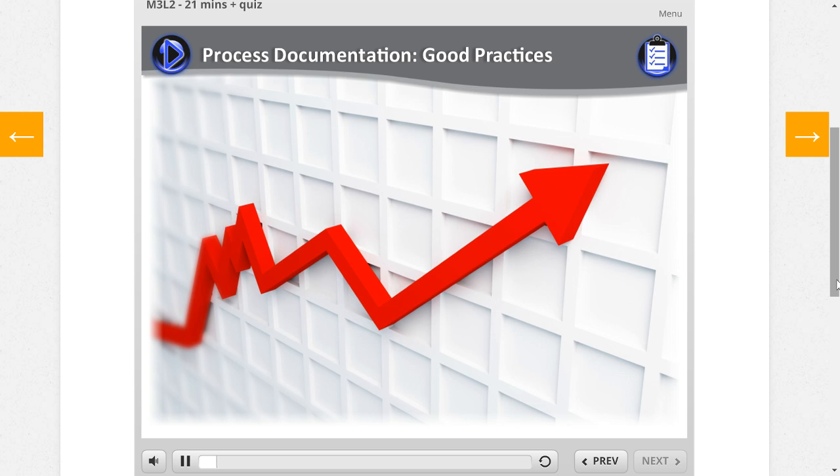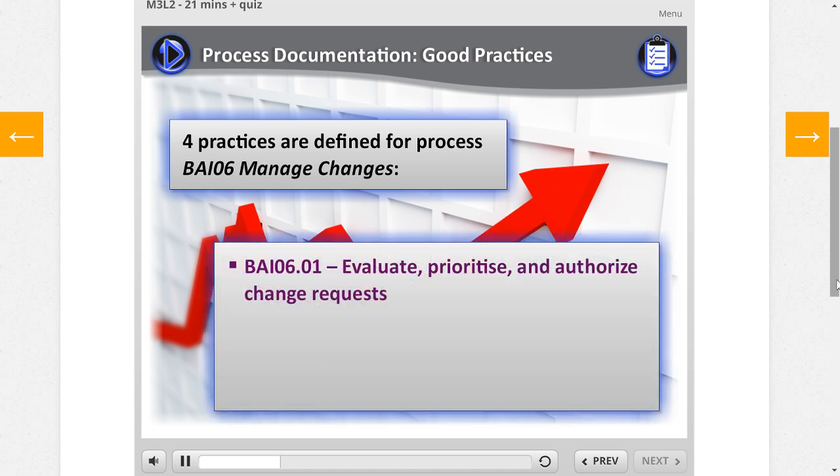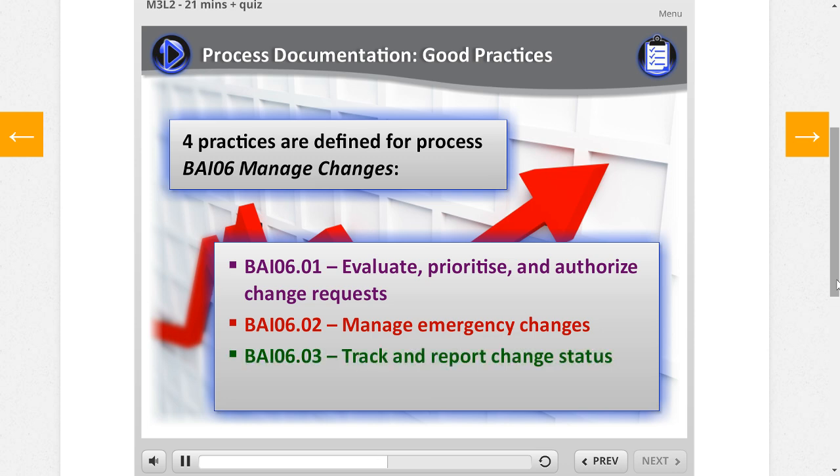COBIT defines several practices for each process. 4 practices are defined for process BAI-06 Manage Changes. They are BAI-06.01 Evaluate, Prioritize, and Authorize Change Requests. BAI-06.02 Manage Emergency Changes. BAI-06.03 Track and Report Change Status. And BAI-06.04 Close and document the changes. Notice the naming convention. Each practice is identified by adding a decimal suffix to the process identifier.